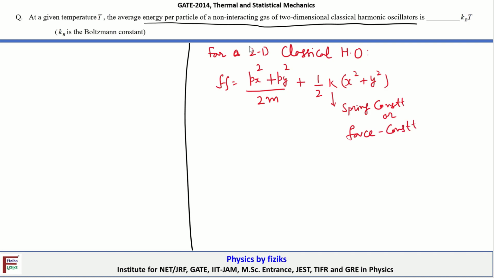Now if you take a look at expression 1 here, had it been a one-dimensional oscillator, then we would have only one kinetic energy term and one potential energy term. But here, because it's a two-dimensional harmonic oscillator, we have two kinetic energy terms and two potential energy terms. So in total we have 4 square energy terms.